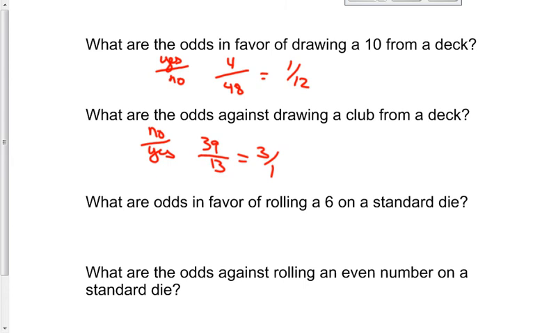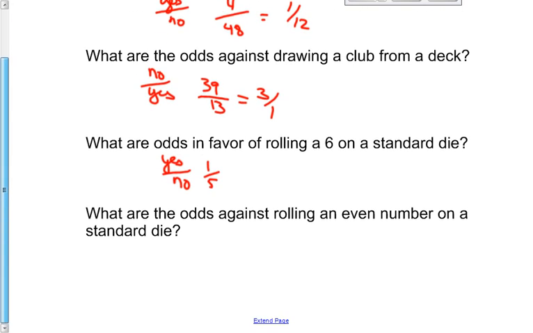What are the odds in favor of rolling a 6 on a standard die? Odds in favor, we're back to yes over no. If we do want to show up with the 6, there's only one chance that that could happen, and then the numbers that are not the 6 on a standard die would be the other 5. So that one is 1 over 5.